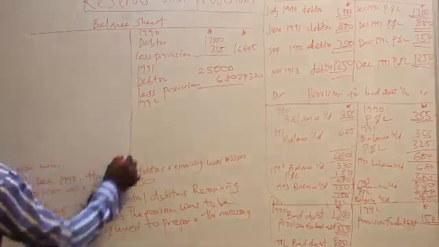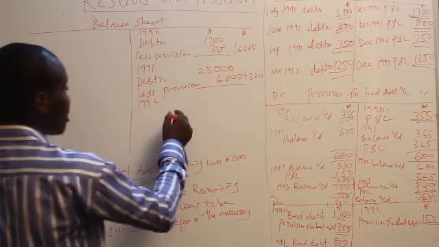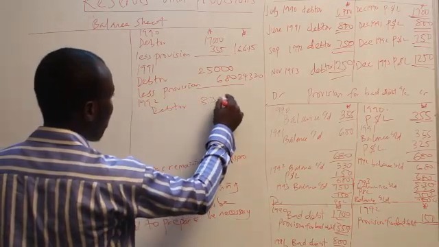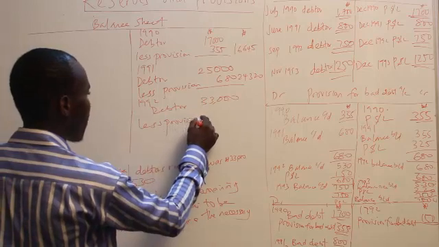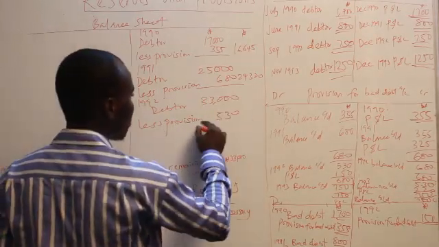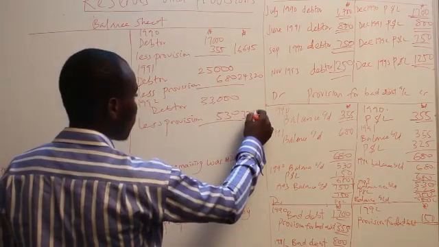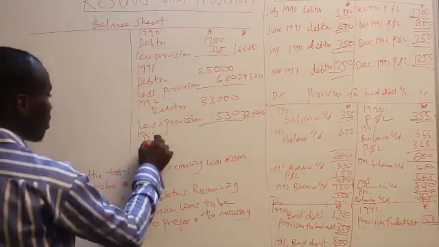We also have 1992. The balance of debtors in 1992 was 33,000. So less provision, which is going to be 530. So we have 33,000 minus 530. So we have 32,470. Here also we have 1993.